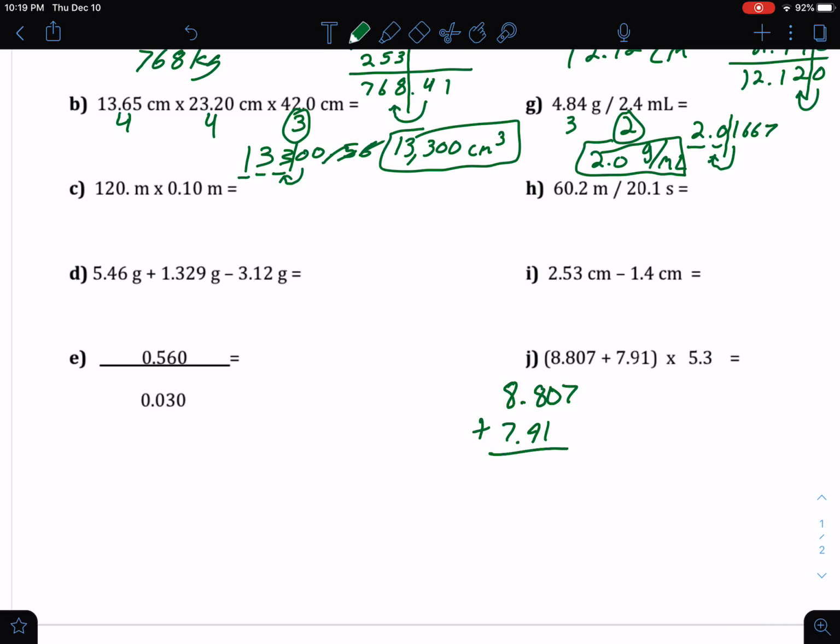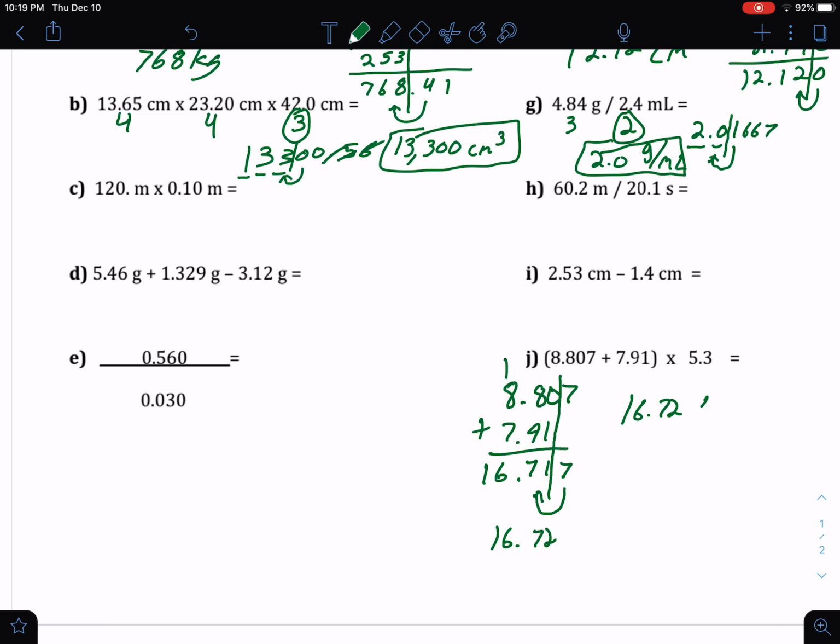Okay, so I'm going to go ahead and do that. So I'm going to bring that 7 down, bring the 1. 9 plus 8 is 17. I'm going to carry that 1. Okay, so this is going to give me 16. Okay, so I have to draw my line past my least accurate number. So 7.91 stops at the hundredths place, so that's where I have to stop, is right there. This 7 is going to tell me that I have to round that 1 up, so this is going to be 16.72.